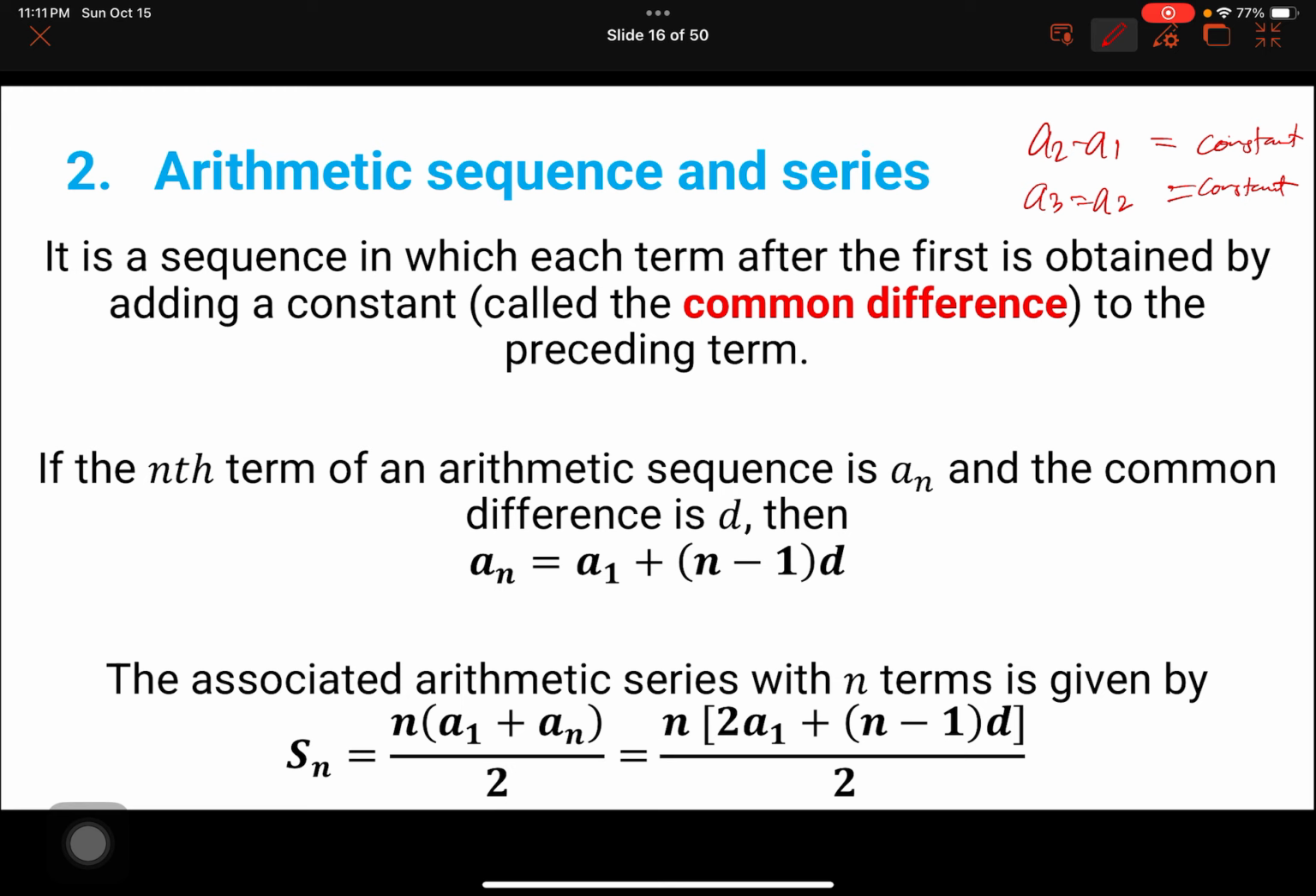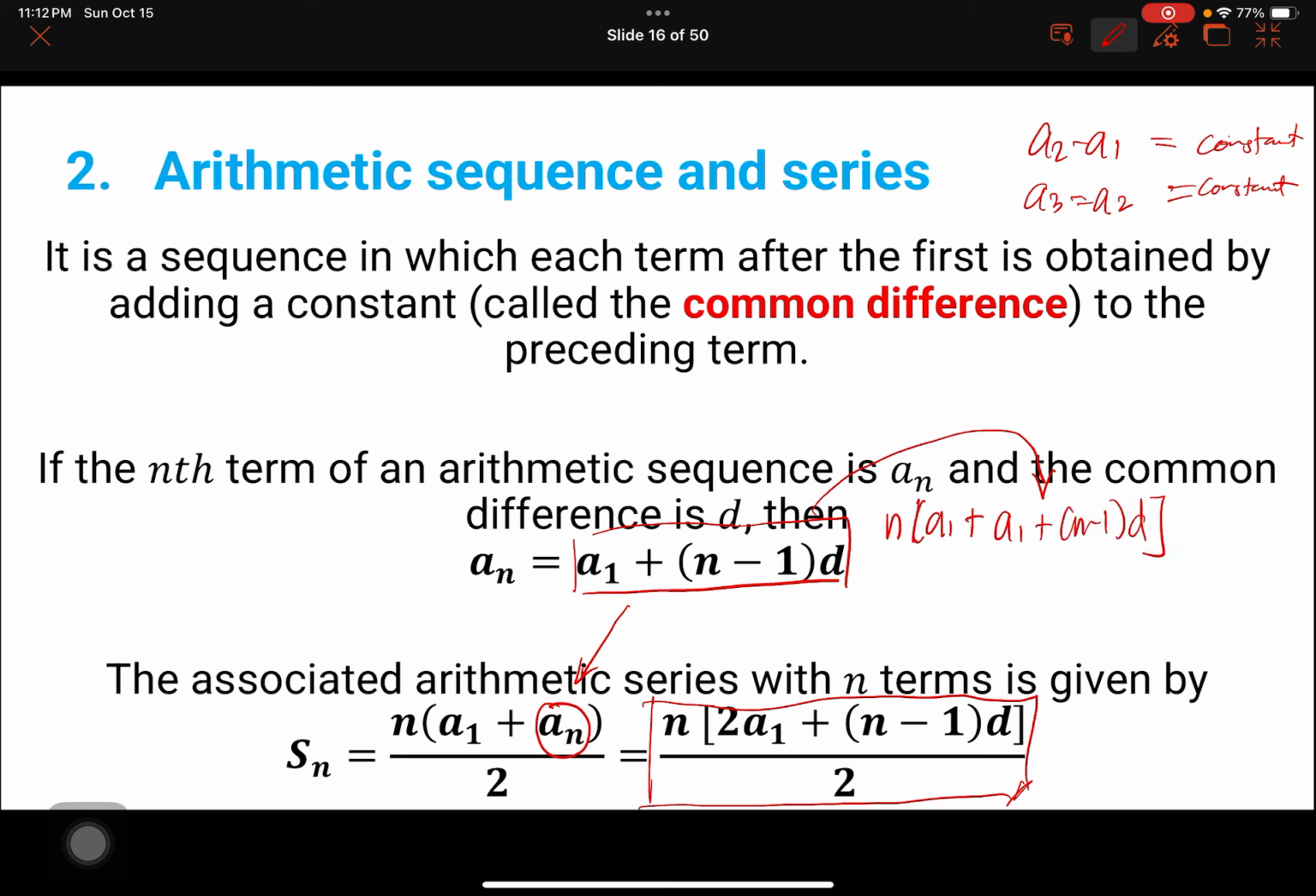Or pag wala tayong a sub n na binigay, we can input the formula here, and using the derivation, we can have this equation. So, magkakaroon tayo ng n times 2 times a sub 1 plus the quantity of n minus 1 times d all over 2. So, kung gusto nyo makita, let's just substitute the n times a sub 1. Wala tayong a sub n, so ito gagamitin natin. So, ilagay natin po dito. So, magiging a sub 1 plus n minus 1 times d.